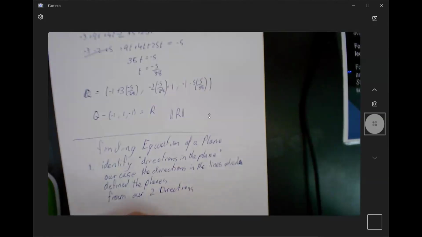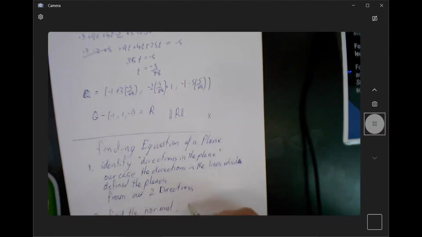Second step, find the normal. Find the normal, so cross product.